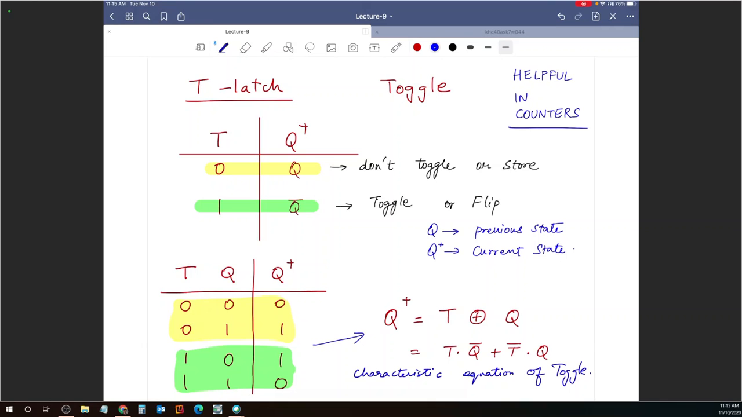The difference is toggle latches respond to the level of the clock. Toggle flip-flops respond to edges. Latches respond to levels. That's the only difference. All right, questions about the T latch, at least their characteristic table? How did we derive the characteristic equation over here? And why do they play a crucial role in the design of counters?